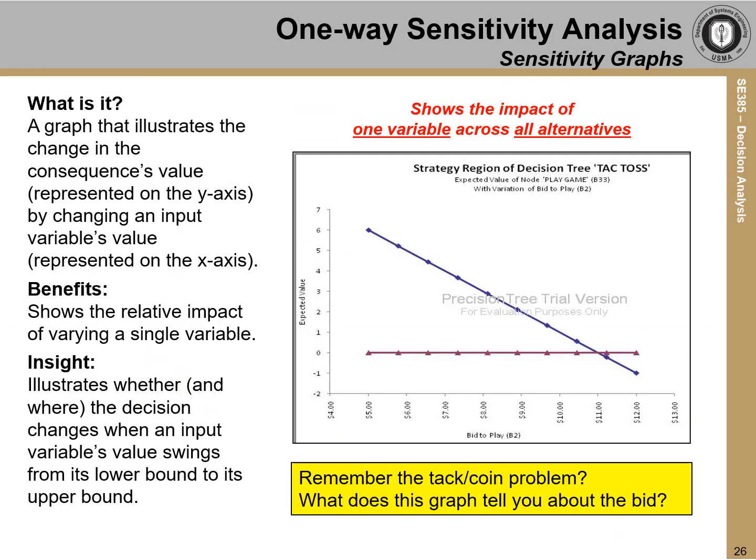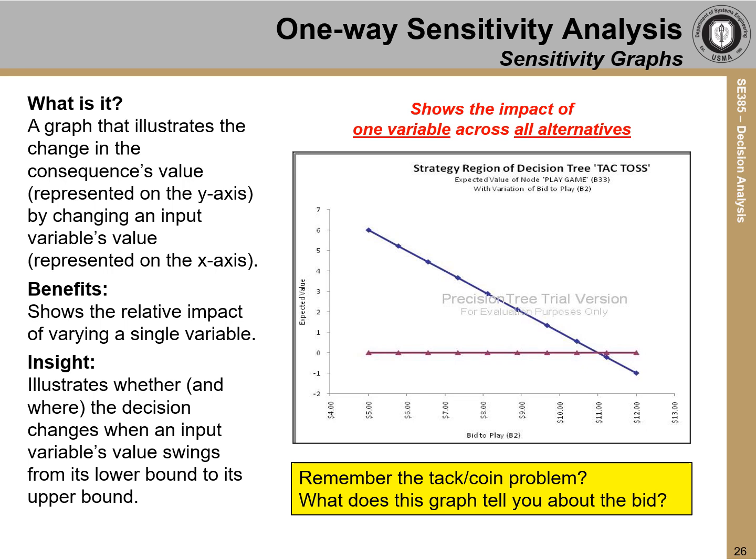We spent the last few classes talking about PrecisionTree, which is a super useful tool. It allows you to build out decision trees, build out influence diagrams, convert between the two, but most importantly, it allows you to do sensitivity analyses. What sensitivity analysis does is it allows you to look at the change in results that occur based off variations in your assumed values for variables. And so we have a number of different ways of doing that.